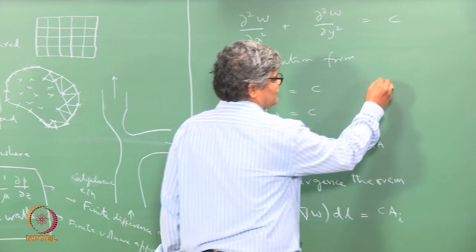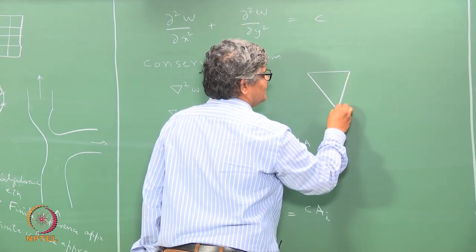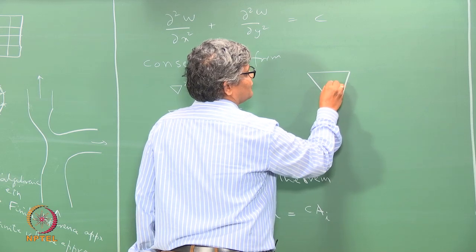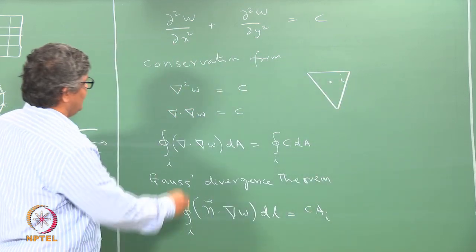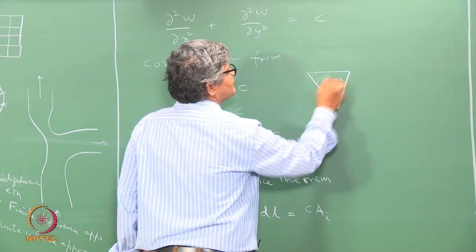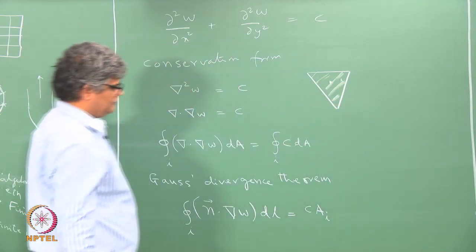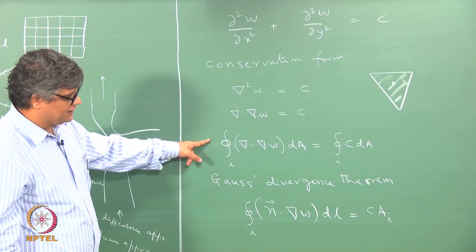So, let us just see where we are at. Let us say we have a triangular cell like this. This is the centroid of the cell I here, and we are integrating this whole quantity over this entire area. Okay. And this is what this equation tells us.